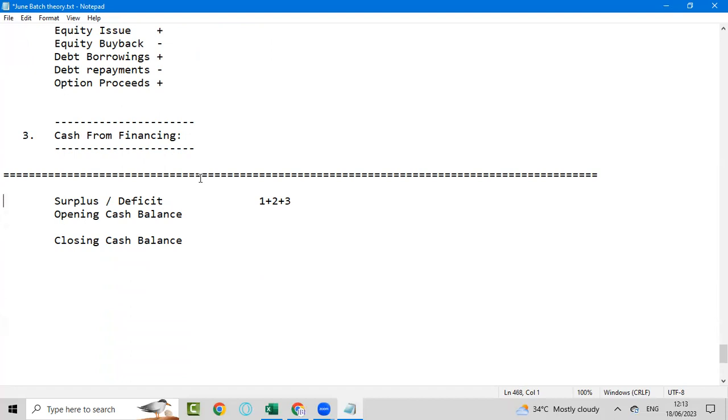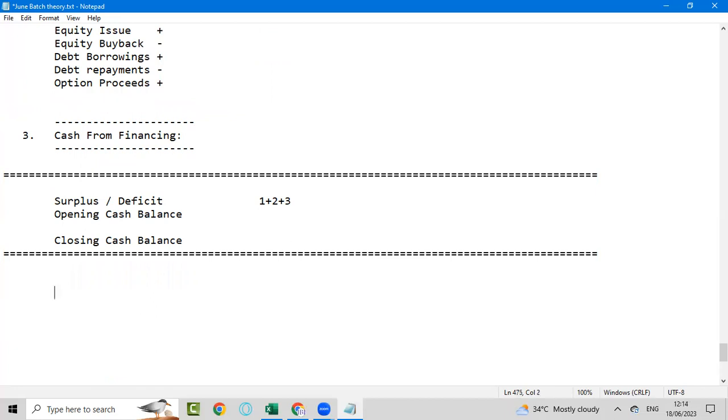So now we are continuing our discussion with cash flow statement. My question: the company issues bonus shares. Where will it be reported? Operating, investing, or financing? Yes, financing. Okay. Now let's suppose the company goes for a stock split.